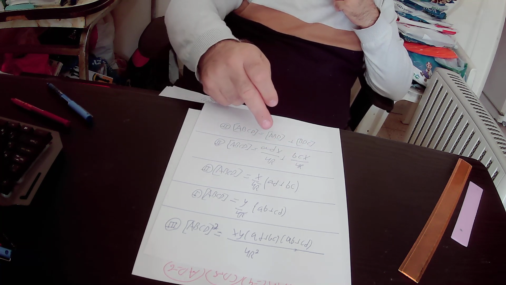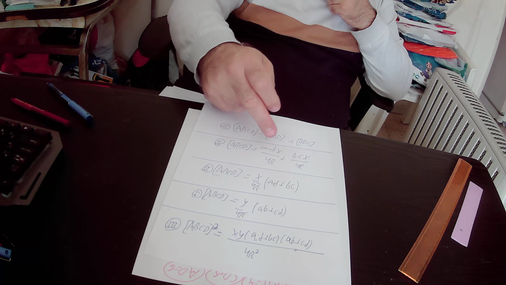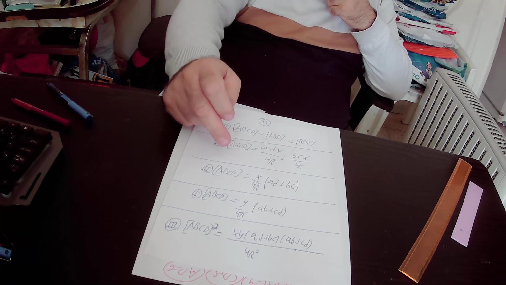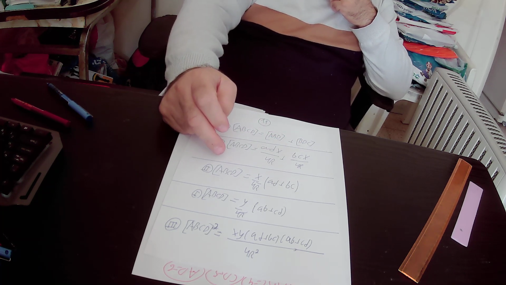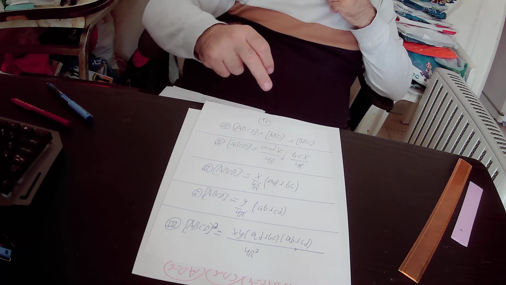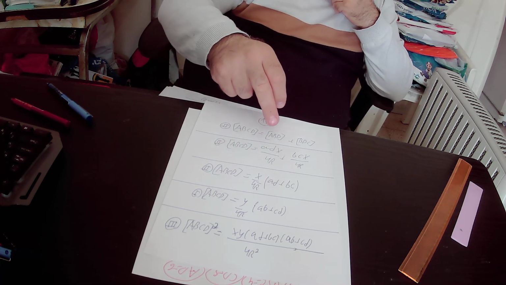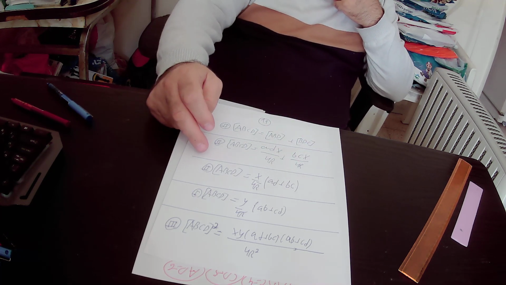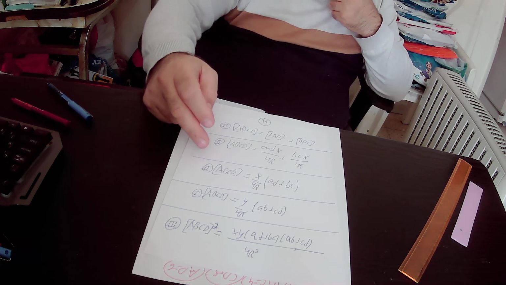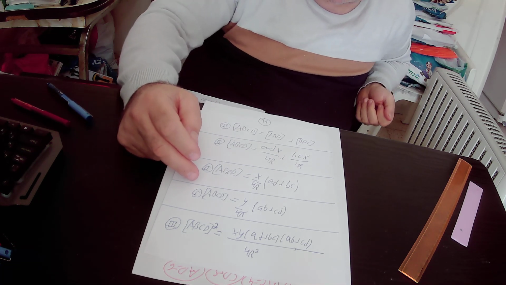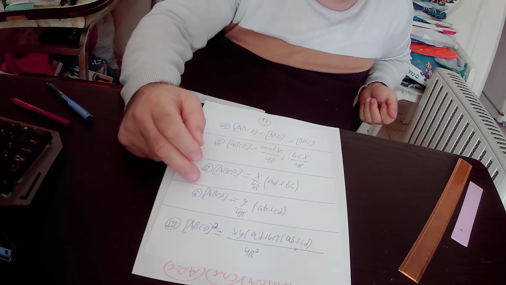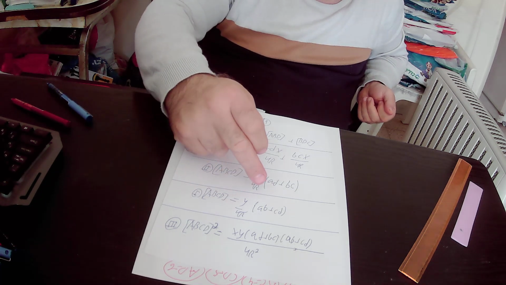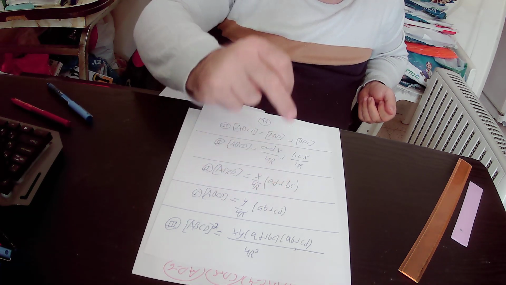Here we took a common factor of X over 4R out of this expression, and we got that the area of quadrilateral ABCD equals X over 4R, and inside the brackets what is left is AD plus BC. This is the area of quadrilateral ABCD according to equation number 2, but we have already found out that the area of quadrilateral ABCD according to equation number 1 equals Y over 4R times AB plus CD.